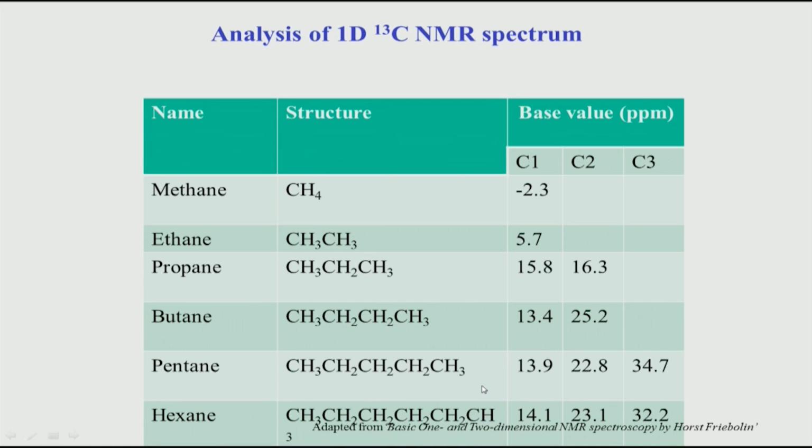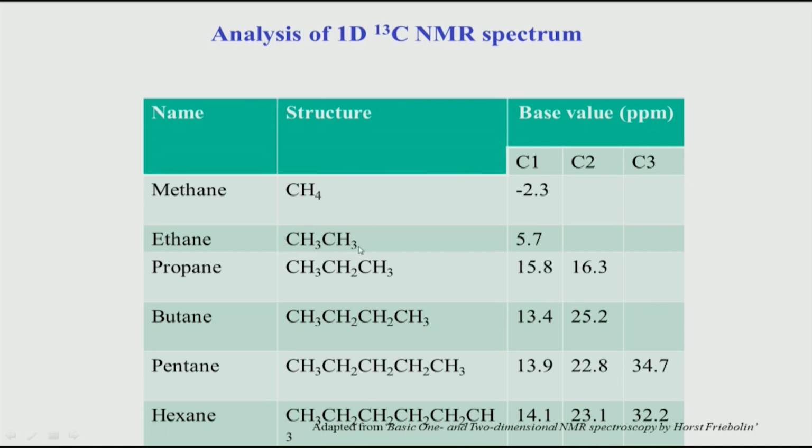Let us look at a few examples. We are not going to look at all the examples exhaustively; as I said, more exhaustive tables are given in this book. This is just an illustration of how this can be done. These are the base values we will consider for an aliphatic system, cyclic and acyclic. For the case of methane, the carbon base value will be assigned as minus 2.3 ppm.